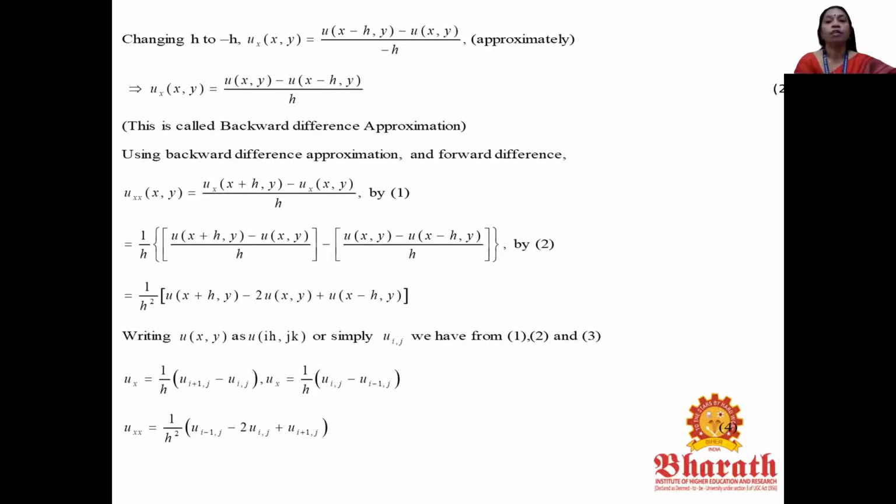So we are combining equations 1, 2 and 3. So you'll be getting ux is equal to 1 by h into u of i plus 1 comma j minus u of i comma j, ux is equal to 1 by h into u of i comma j minus u of i minus 1 comma j. That is, u double x is equal to 1 by h square into u of i minus 1 comma j minus 2 into u of i comma j plus u of i plus 1 comma j.